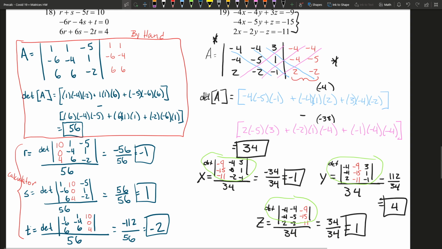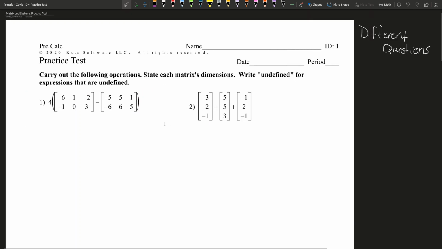Okay, so the practice test can be found on campus in the topics matrix and systems of equations, and it just says practice test on it. All right. The expectation is that you should be able to do this without notes or without help.